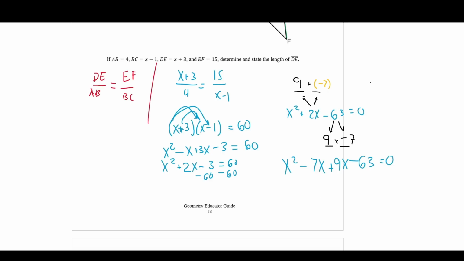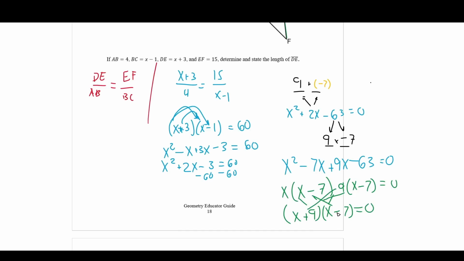Now I'm going to take out a term that x squared and negative 7x have. That term is going to be x. So x squared divided by x is x, and negative 7x divided by x is just negative 7. Here, what term do 9x and negative 63 have in common? Well, it's just going to be 9. So I'm going to factor out a positive 9, and I'm going to get x minus 7. So this is all equal to 0. Now I have x plus 9 times x minus 7. I combine both of these into parentheses, equal to 0.